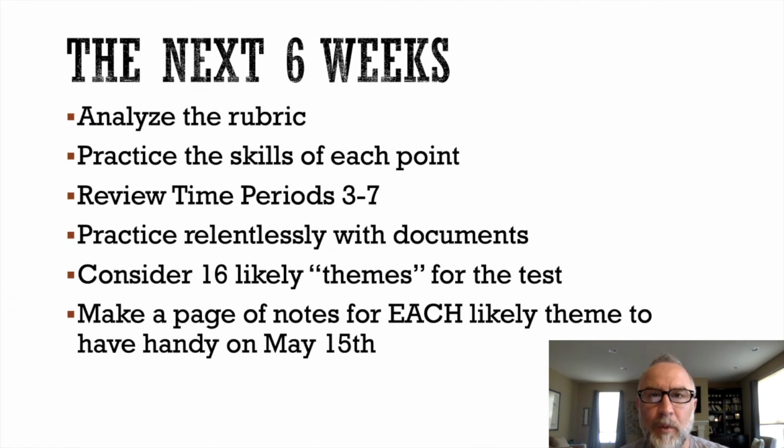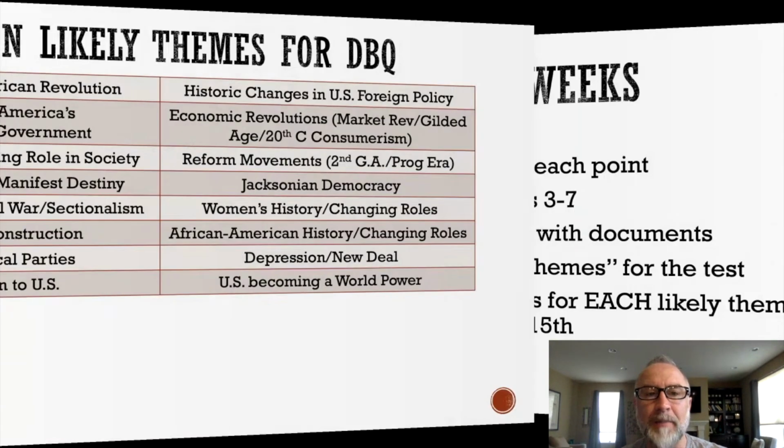Now, for the next 6 weeks, if you're viewing this in early April, the best way for us to prepare is to do this. Analyze the rubric. Make sure you understand each one of the 10 points. Practice each of these skills. Review time periods 3 through 7. Practice relentlessly with as many primary and historical secondary documents as you can find, and consider 16 likely themes for the test, which I'll go over in just a minute. But what I would recommend is that you make a page of notes for each of the likely 16 themes to have handy when you log on and start taking this test on May 15th.